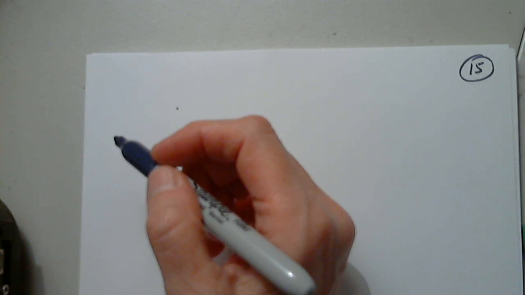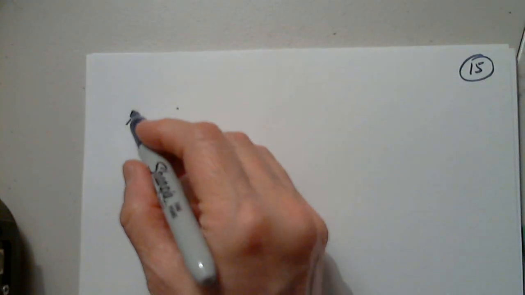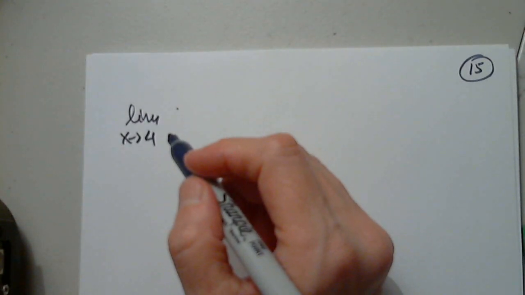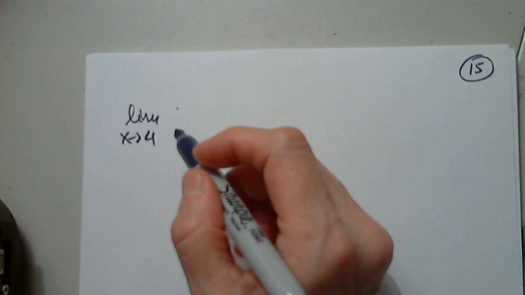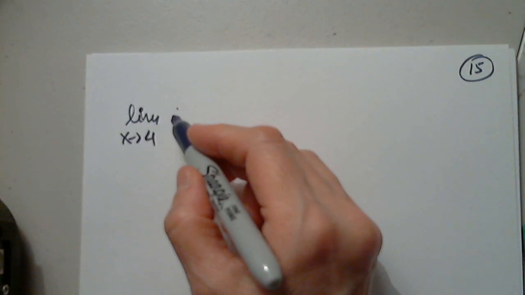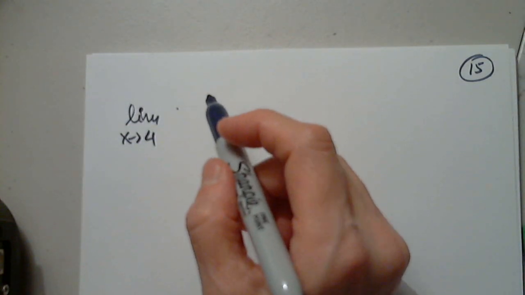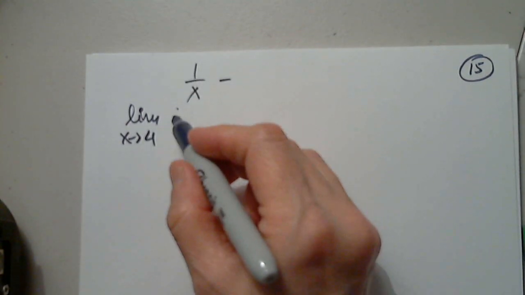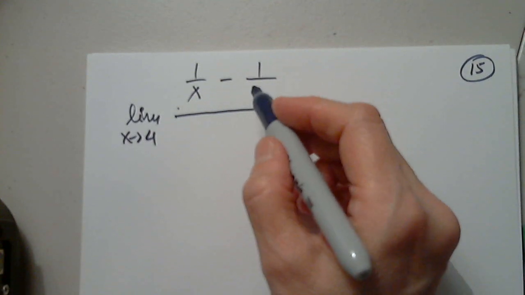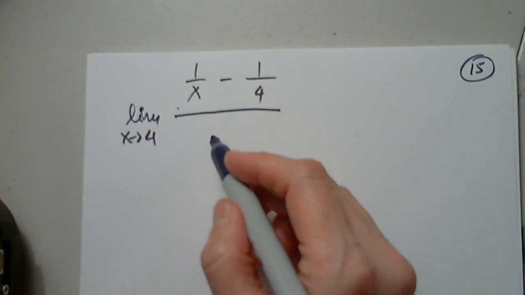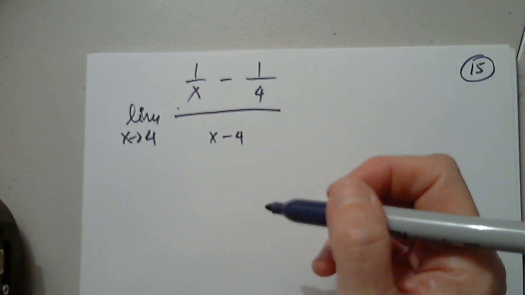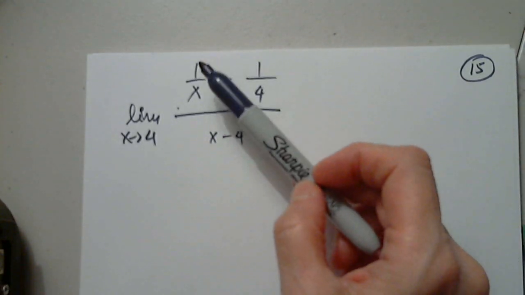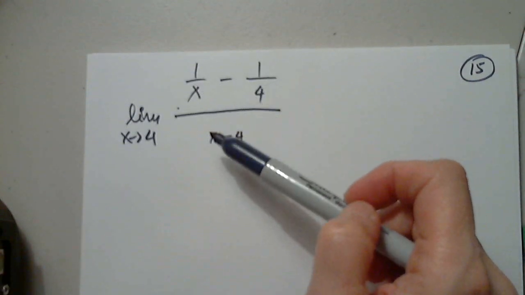So, meaning earlier on in the class. All right, so limit as x approaches 4. All right, so it's 2 fractions over a denominator. So it's 1 over x minus 1 over 4, all over x minus 4. How did I know? Because it's f of x minus f of a over x minus a.